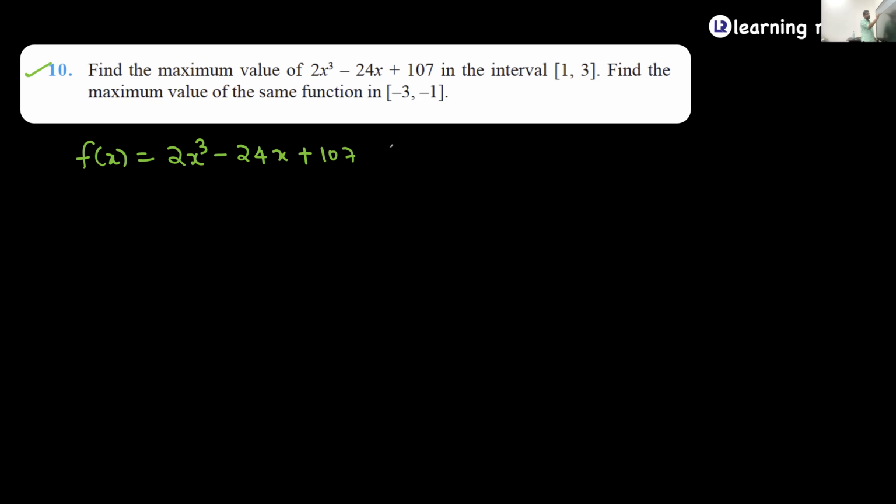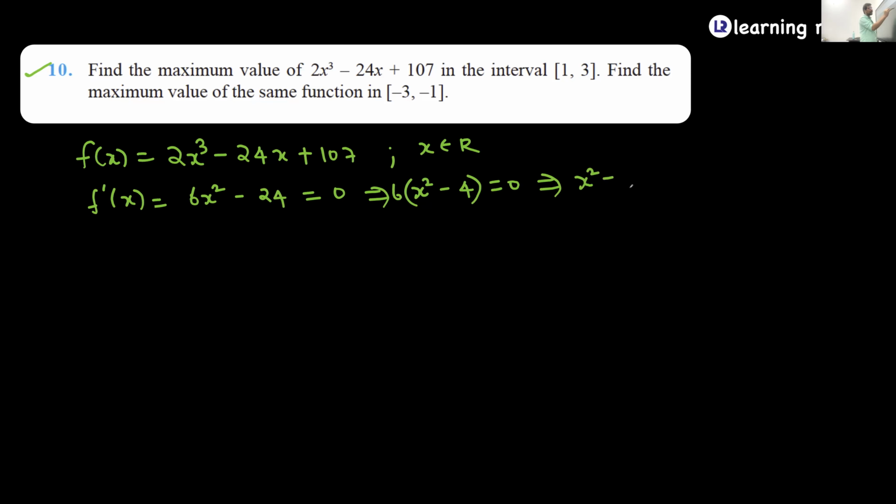If you observe what is the domain of this function, domain is x belongs to R because it's a polynomial function. Right. So what is going to be f dash of x? It is going to be 6x square minus 24. Equate it to 0 for maxima or minima. So which implies x square minus 4 is equal to 0. So if I take the 6 outside, basically it is 6 into x square minus 4 is 0. This also implies x square minus 4 is 0.